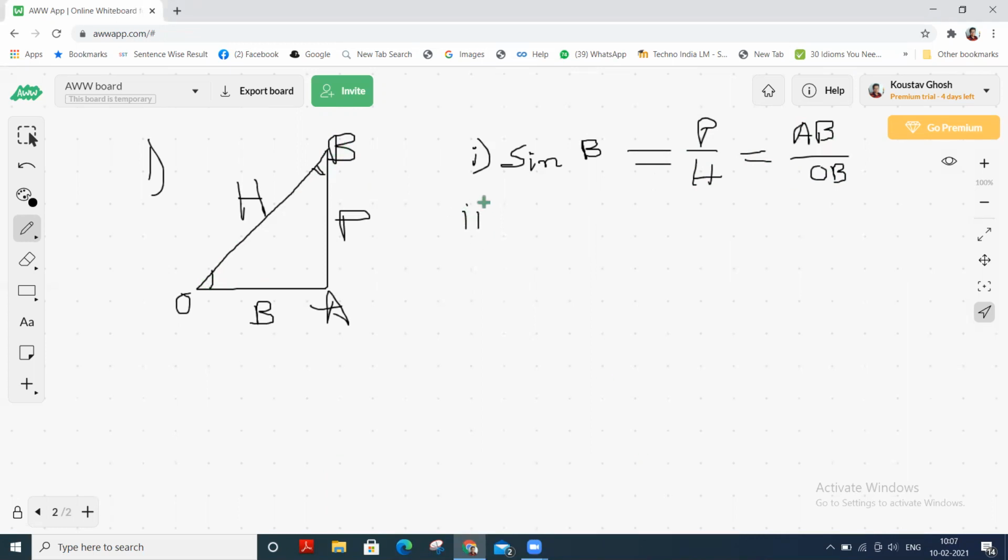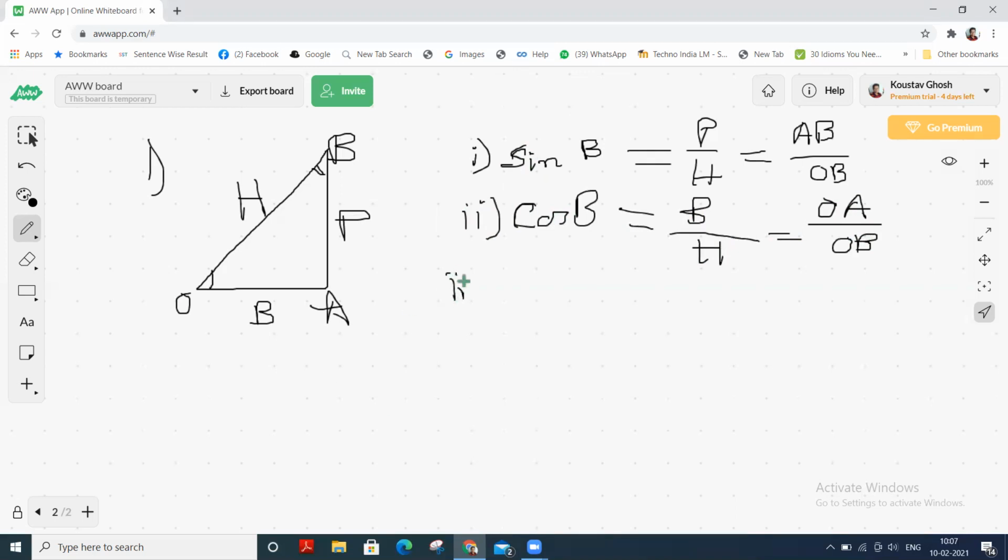Then cos B. These are all small letters. Cos B is base divided by hypotenuse. So what is the base? OA. And what is the hypotenuse? That is OB.